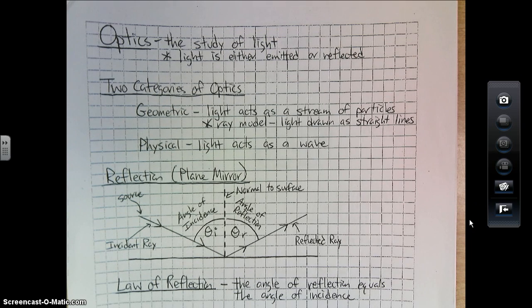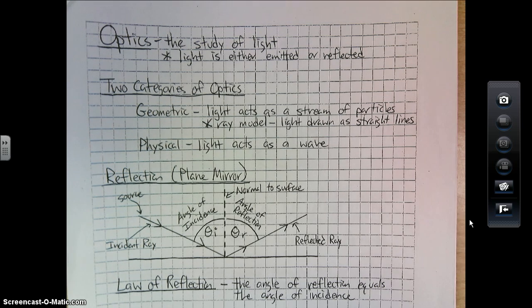Alright, this video is about optics, the basic study of light. A couple things about this particular topic is we're going to split it into two parts, geometric and physical. Geometric optics, we're going to concentrate on treating light as a stream of particles. It's also sometimes referred to as the ray model, so we draw light in nice straight lines. And then we'll do another unit on physical optics where we treat light as a wave.